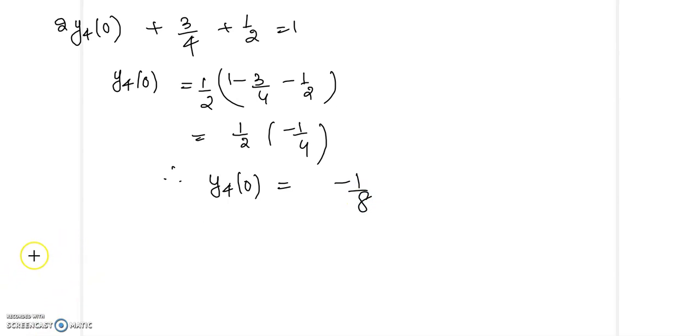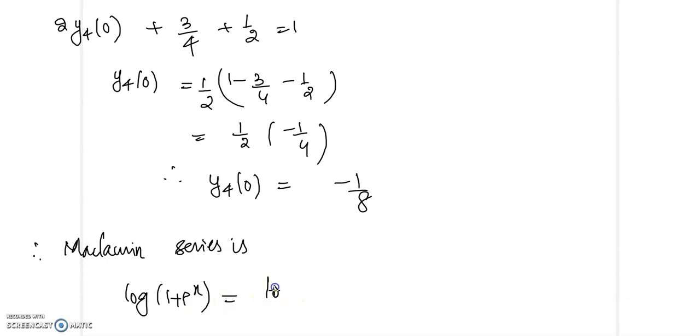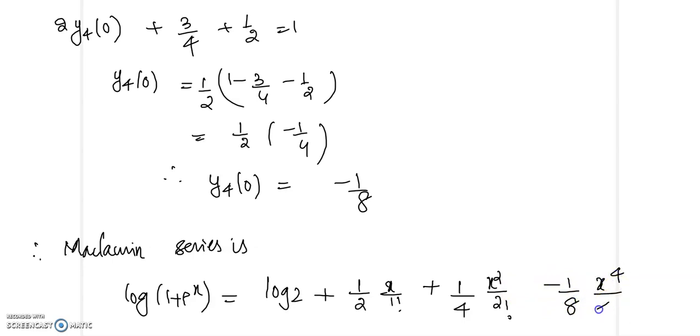Now up to y4. So therefore the Maclaurin series is, so that is log of 1 plus e raised to x, that will be equal to, so y at 0 is log 2 plus y1 of 0 is 1/2, x by 1 factorial will come, plus 1/4 x square by 2 factorial, and the third term y3 at 0 is 0, and minus 1/8 x raised to 4 by 4 factorial, etc. So this is the required series.